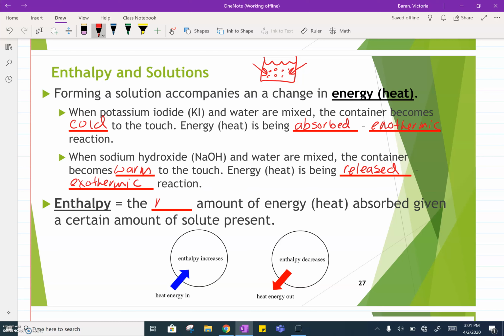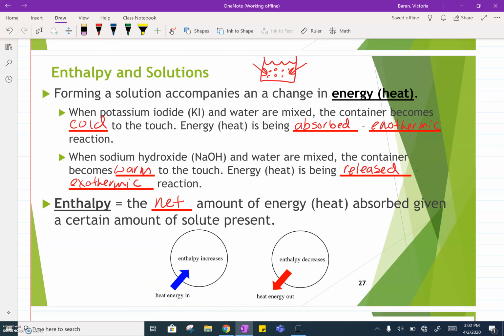So the way in which we measure how much heat overall is being absorbed is called enthalpy. So enthalpy is the net, which is the overall amount of energy, specifically heat, that is absorbed given a certain amount of the solute. It also depends on the type of solute that is in the solvent. So for that first example, when we mix the KI, that potassium iodide, with the water, more energy was being absorbed by that reaction than what was released. This would cause the enthalpy to increase and be higher.